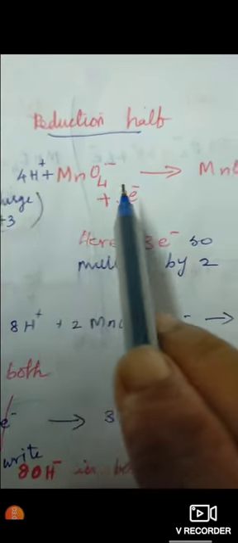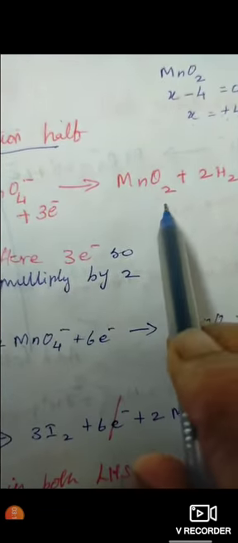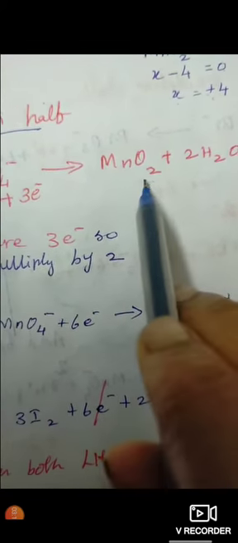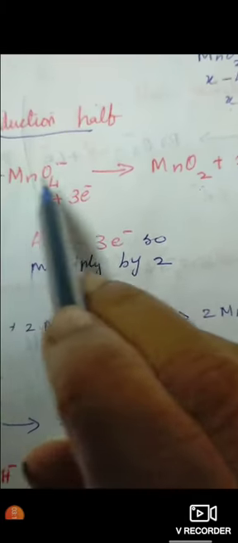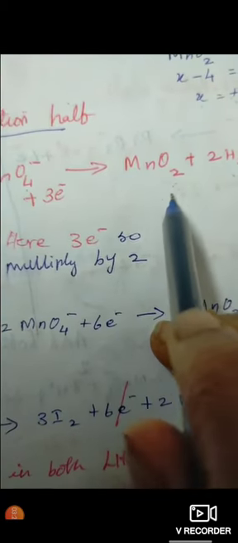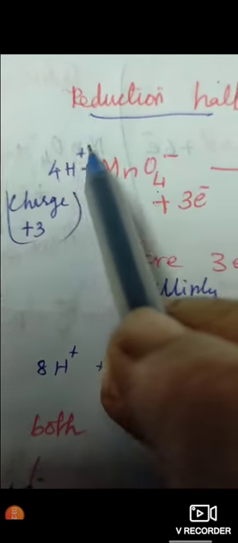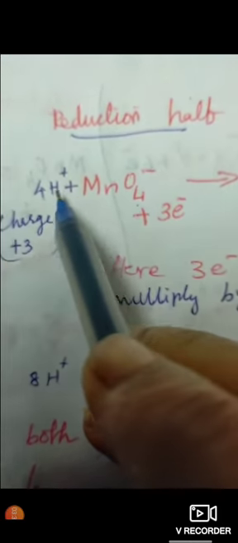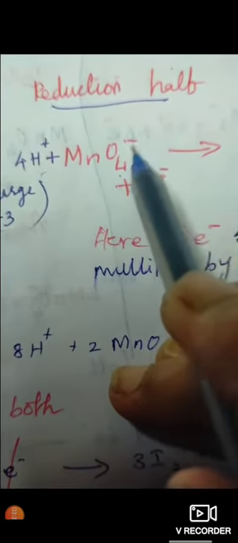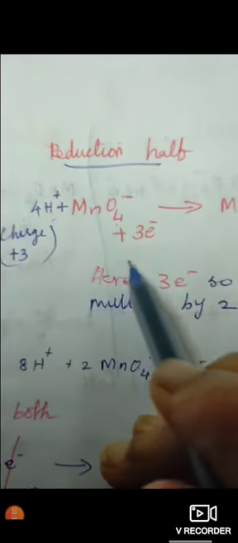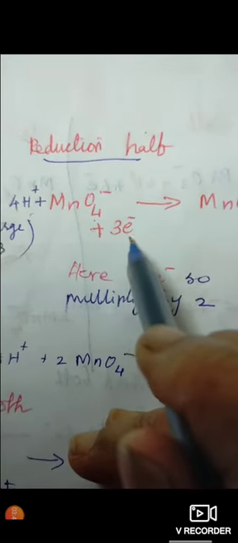So what do we have to do? Here 2 oxygens are less, so we are adding 2H2O. Why have we added 2H2O? Here O is 4, here O is 2. So 2H2O. Now 4 hydrogens are there, so to balance that we have written 4H plus. Now what is the charge? 4 plus minus 1, so the charge is plus 3. To make that balanced we are adding 3 electrons.